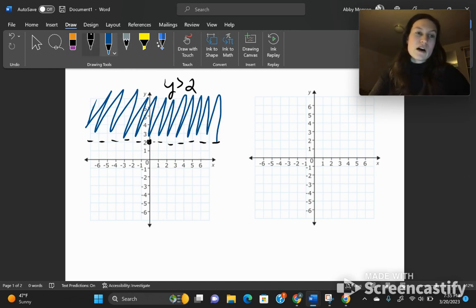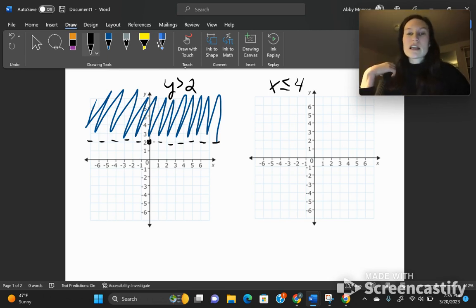Let's try that now, apply this to x. So say we had x is less than or equal to 4. Okay, so we would do it just like we would do x equals 4. We're going to look for 4 on the x-axis and put that point. And remember, this is a vertical line. Now, question, is it dashed or solid? It's a solid line because we have less than or equal to.